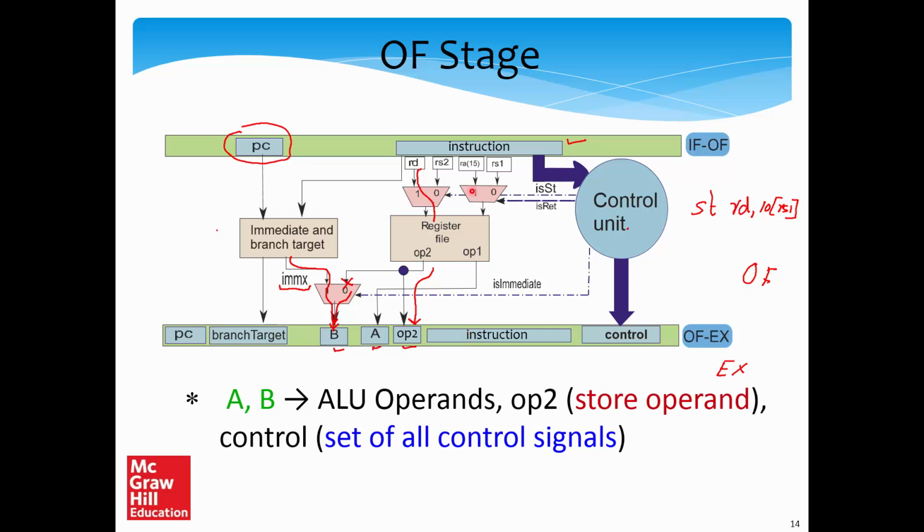So we again pass the instruction itself from this latch to this latch. We compute the branch target in the branch unit over here in the OF stage. The branch target is also part of the instruction packet, and the PC is also part of the instruction packet. So this is pretty much all the information that is going to the next stage, which is the EX stage. So we don't need anything else from the OF stage at this particular point of time.